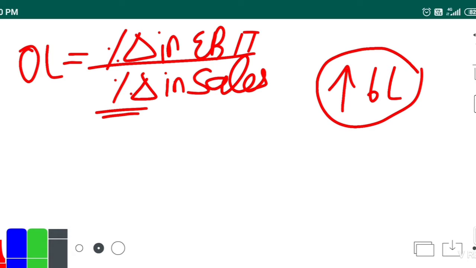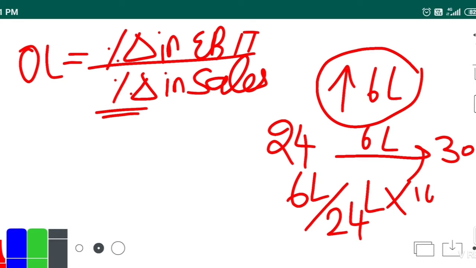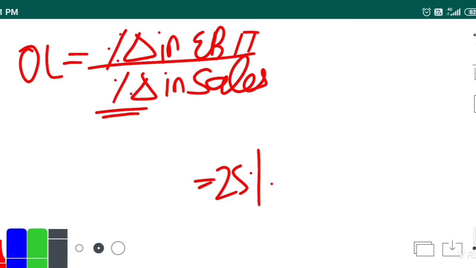So how will you find the percentage increase? First, the sales was 24 lakh, now it is going to increase by 6 lakh and become 30 lakh rupees. So you have to see how much the increase is. The increase will be 6 lakh by 24 lakh into 100, that is 25% increase.